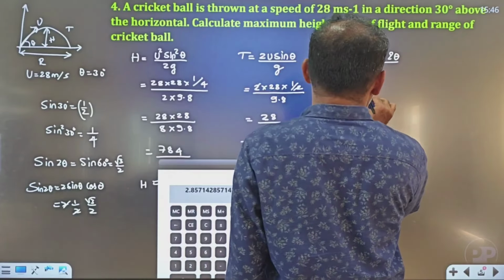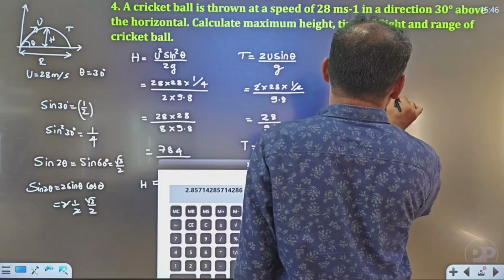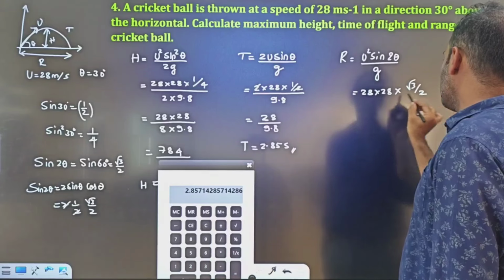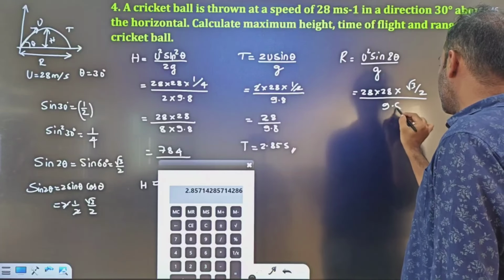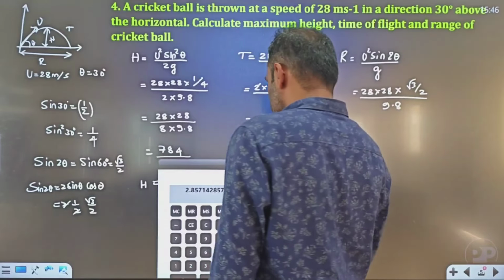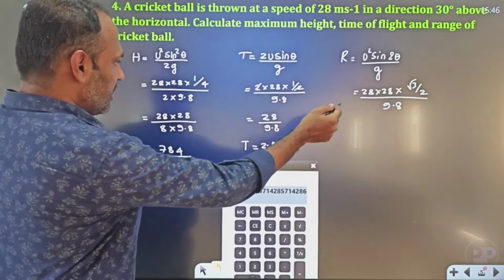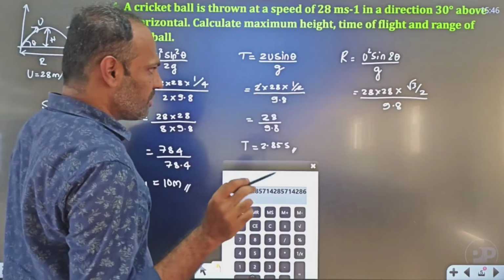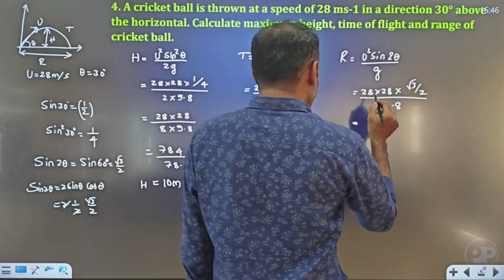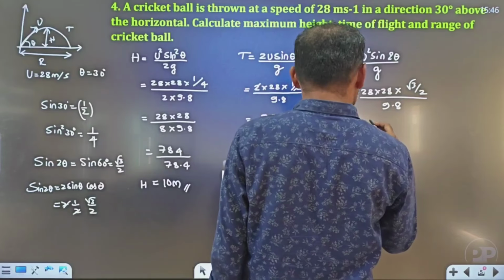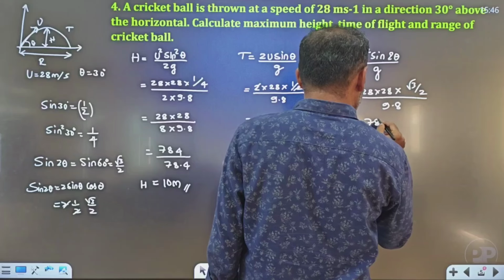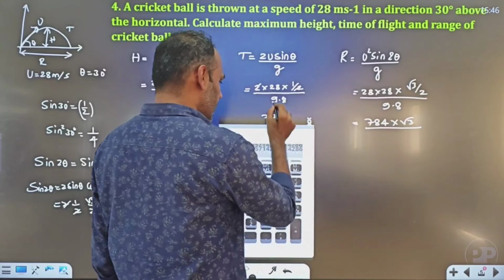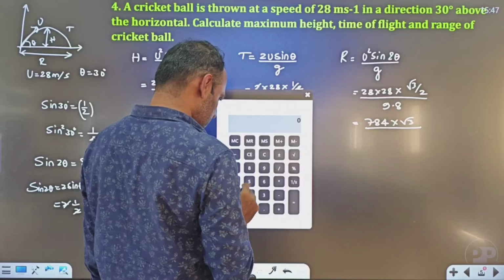So u square means it is again 28 into 28. Sin 2 theta has the value √3/2, and g is 9.8. Correct. So 28 into 28, how much will it be? It will be 784 into √3 divided by 9.8 into 2, that is 19.6.